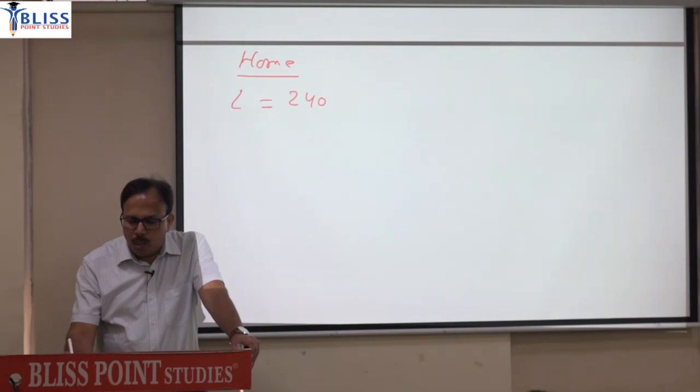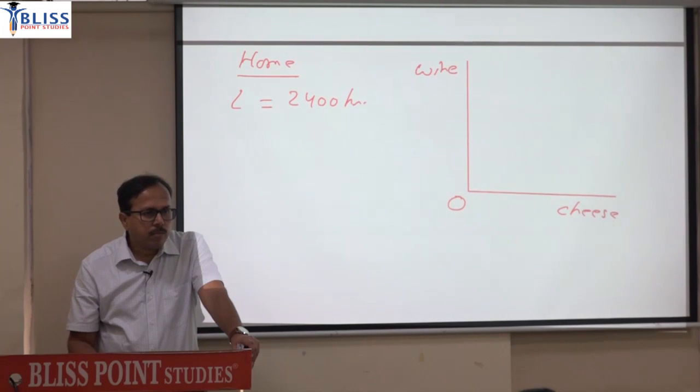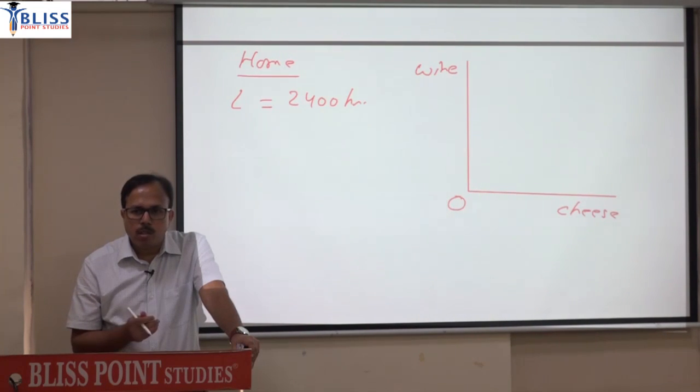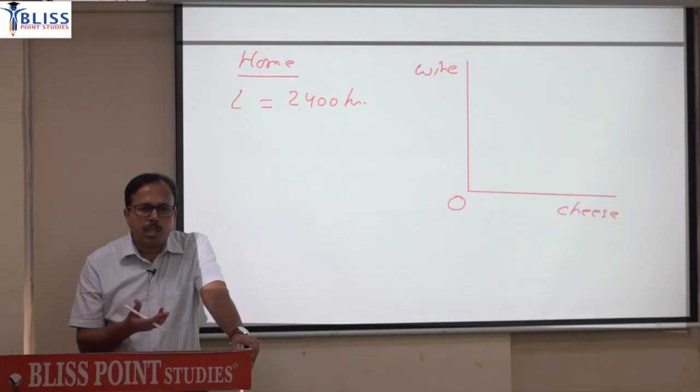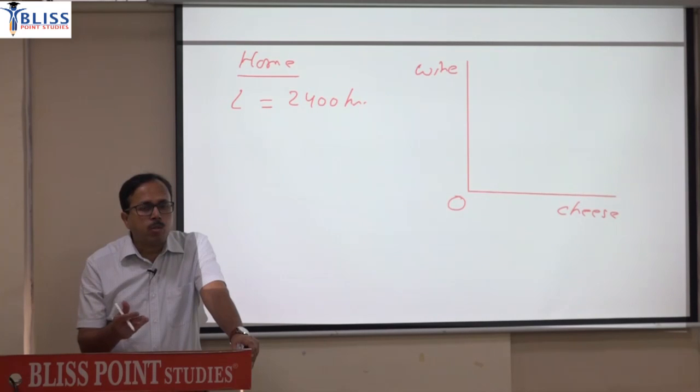Suppose home country has 2400 hours of labor. Now question is, in that 2400 hours of labor, how many units of cheese and how many units of wine can be produced by this country? Labor is the only resource. By using that resource, you can produce either cheese or you can produce wine. But question is how much quantity? That depends upon productivity of labor.